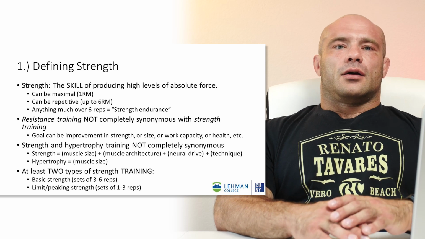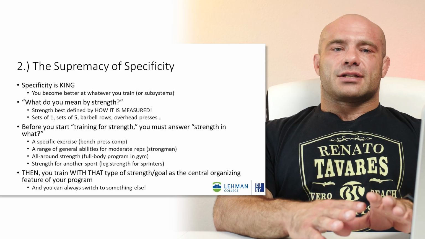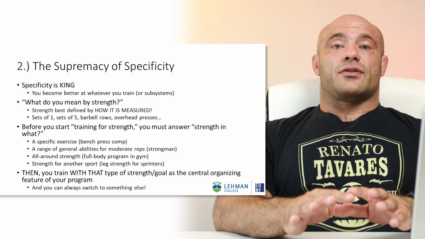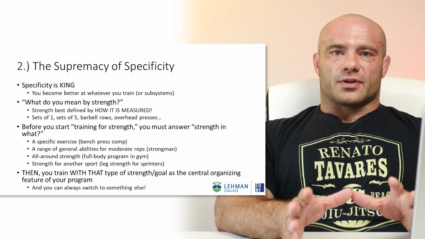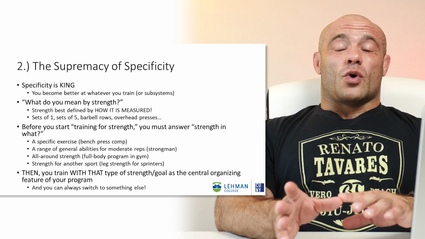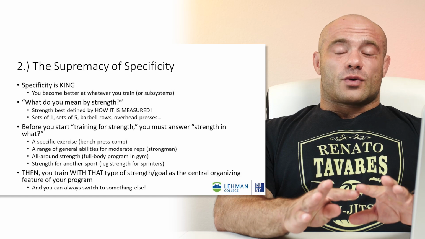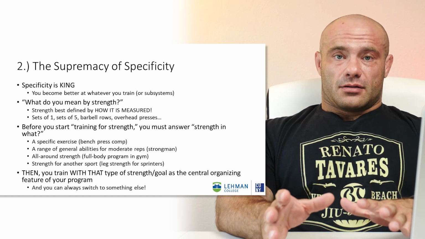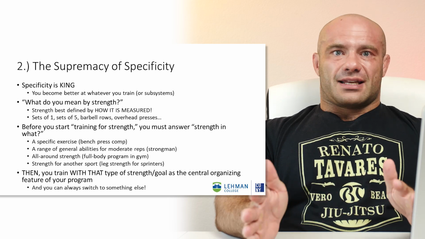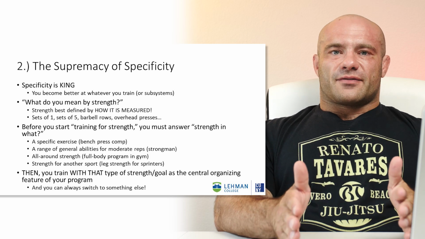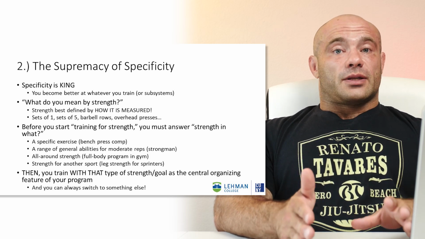All right. Point number 2, specificity is supreme. Specificity literally is the single most important uniting principle of strength training. It's really simple to explain. You become better at what you train, or if you train the subsystems of whatever it is, then that thing becomes better. Okay? That's it. It's that simple. And if we're going to really define specificity, we have to get really particular.